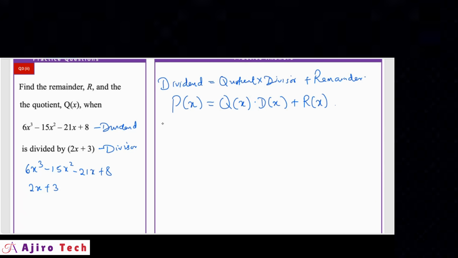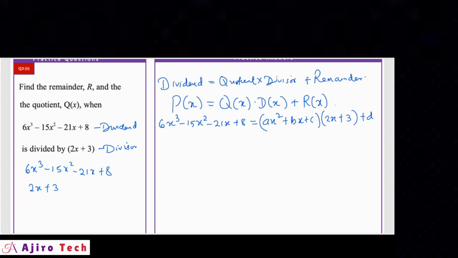So we have 6x cubed minus 15x squared minus 21x plus 8 equals to, so we don't know the quotient, we can represent it to be ax squared plus bx plus c, then multiply by 2x plus 3 plus our remainder, which is just going to be a constant. Let's call it d. So we have this. Let's expand this so we can compare both sides.